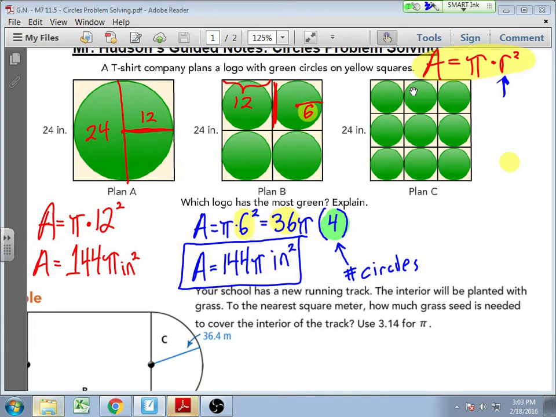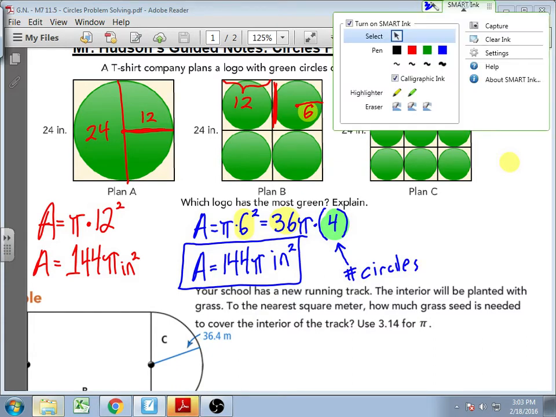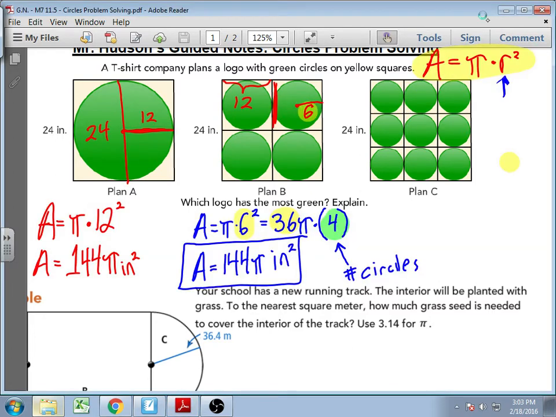So that multiplication by 4 is just because we have 4 circles. It's my number of circles. Yeah, so really, we can kind of ignore the pi for a moment, because I can do 36 times 4, which is 144, and just keep pi, because we're just going to keep pi how it is. We don't really mess with it. We just carry it along with us.